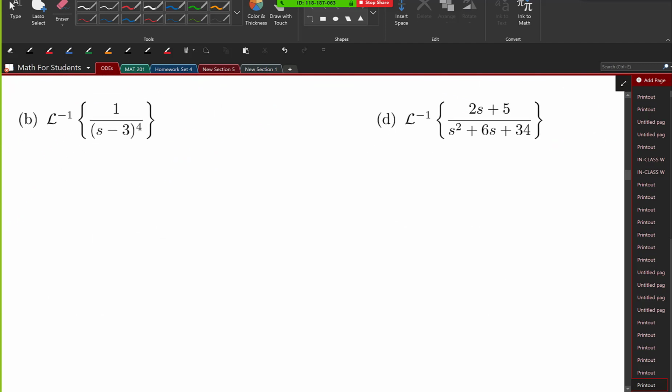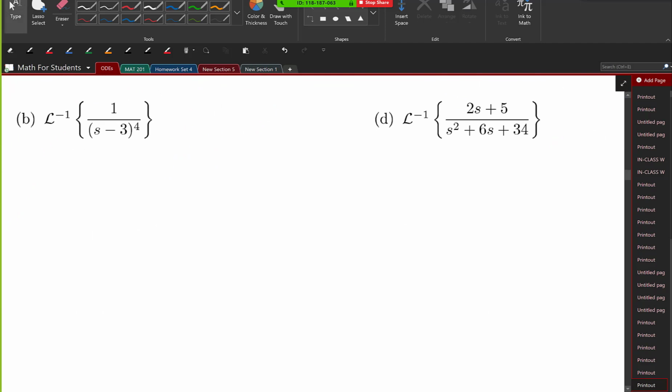Okay, let's look at B here then. So it's a little bit harder to go backwards. Normally we recognize that this looks like the inverse transform of 1 over s to the 4th, which we know would be 1 over 6 times t cubed.